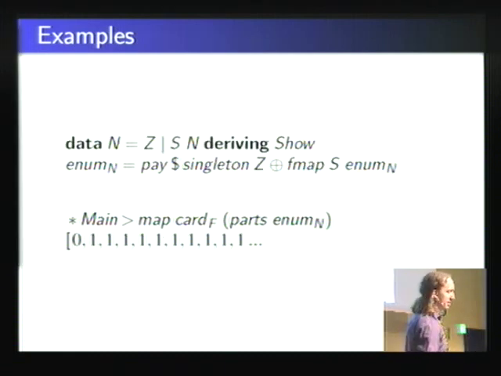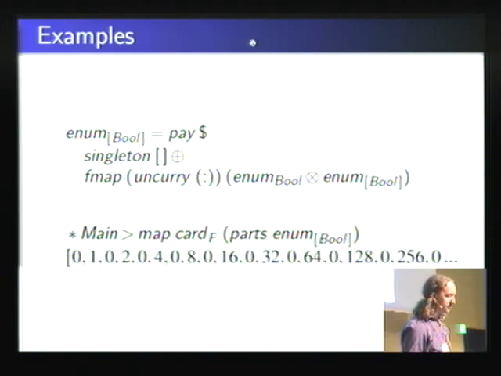A slightly more interesting example. Note that the enumeration here of natural numbers just mirrors the data type definition, as we wanted it to do. A natural number is either 0 or it's s applied to a natural number. And we get the expected cardinalities directly because of what the pay operator does, right? So removing pay here would not be safe, because that would put all the natural numbers in the same part, and that part would not be finite, obviously.